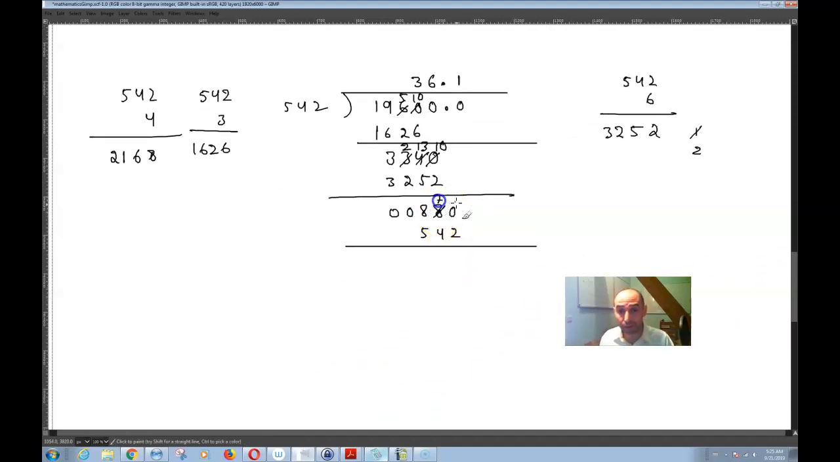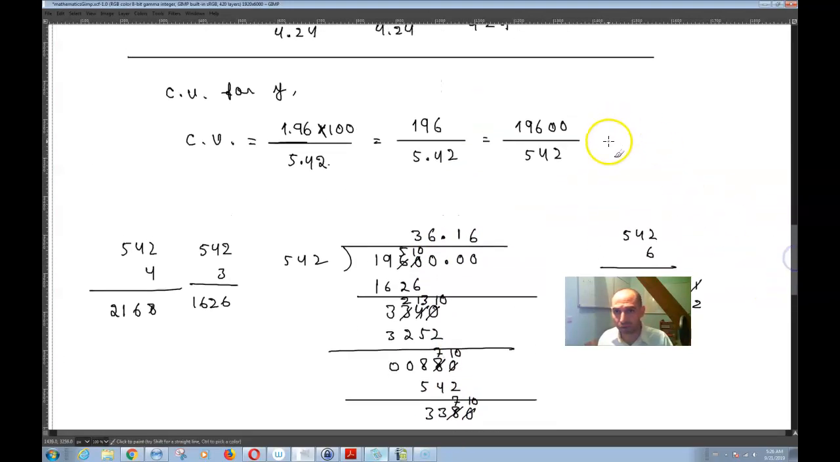make this a 7, make this a 10. That's an 8. That's a 3. That's a 3. Another 0 here. 3380. So 6 times, I suppose that would be 3252. And make this a 7, make this a 10. That's an 8, that's a 2, that's a 1. And so I'll take this as 36.2. Take this as 36.2.